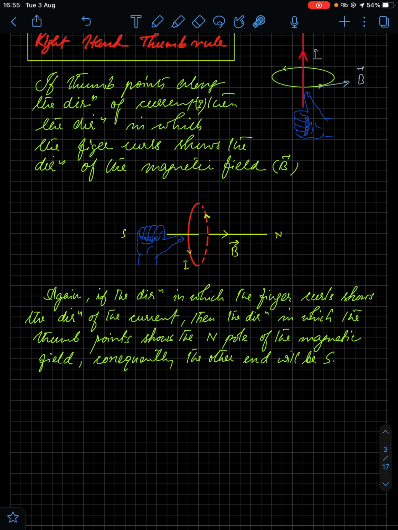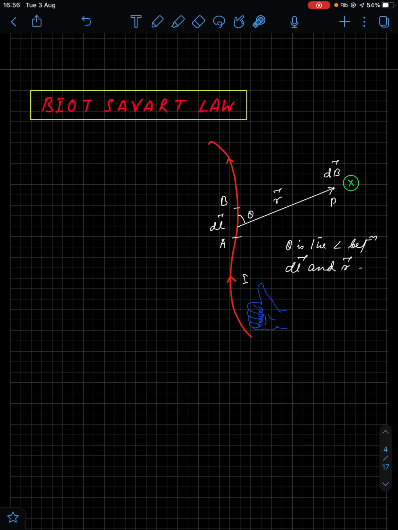Also, you can apply the same rule. Say you have a current carrying loop or a coil. In such a case, if the direction of your fingers curling aligns with the direction of the current, this is outside the page and these dotted lines are behind the page. The thumb will show the direction of the north pole, and the other side will be the south pole. So this is also acting as a magnetic dipole.